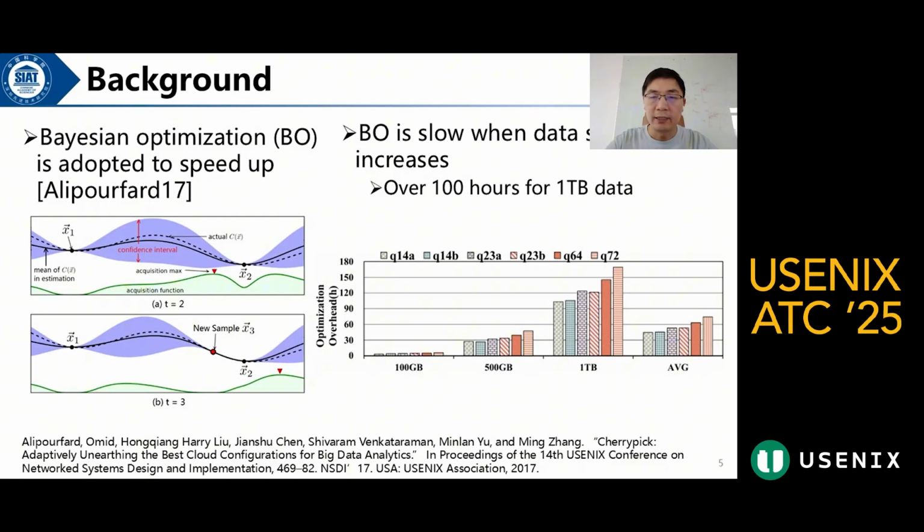To speed up the ML methods, Bayesian optimization has been proposed. Nonetheless, as the data size increases, Bayesian optimization is still slow. From the right figure, we can observe that it can take more than a week to finish the Bayesian optimization parameter tuning on 1 terabyte of data.